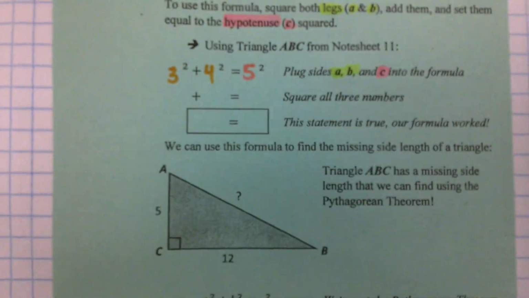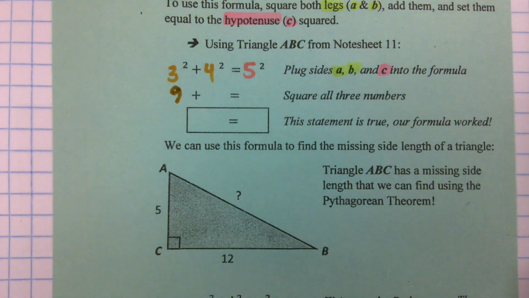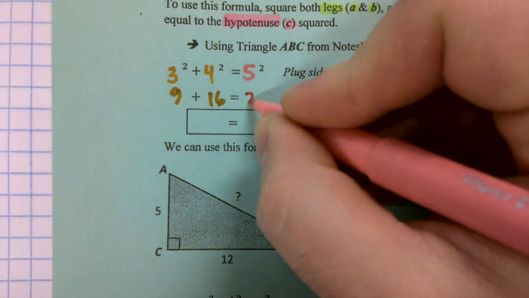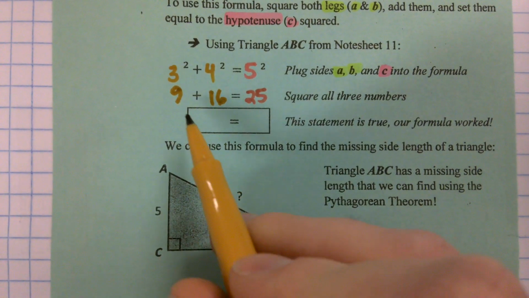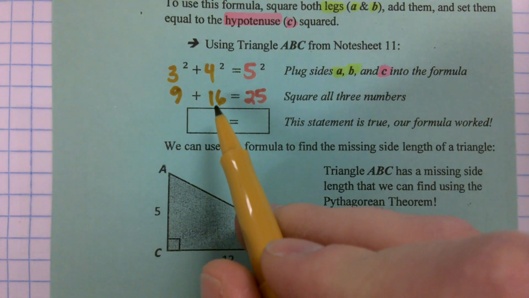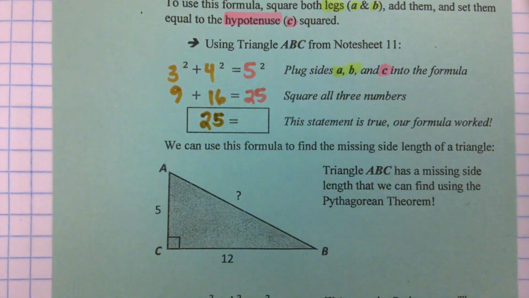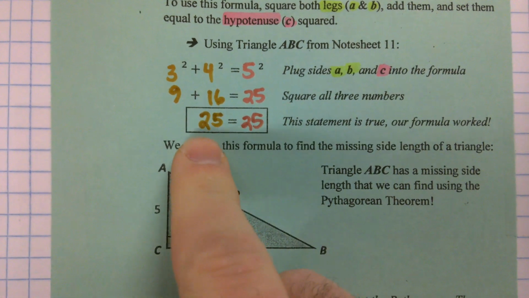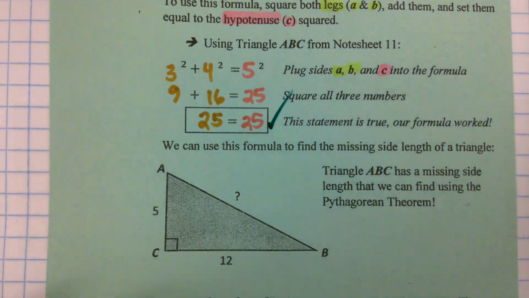What is 3 squared equal to? 9. What is 4 squared equal to? 16. What is 5 squared equal to? 25. Now we're going to add 9 plus 16. What do we get when we add 9 plus 16? We get 25. And on the right side of my equal sign, I get 25. Is 25 equal to 25? Yeah. This is a true statement.